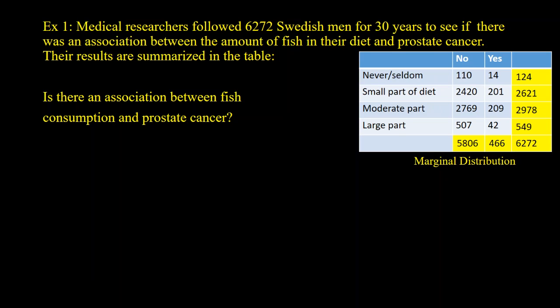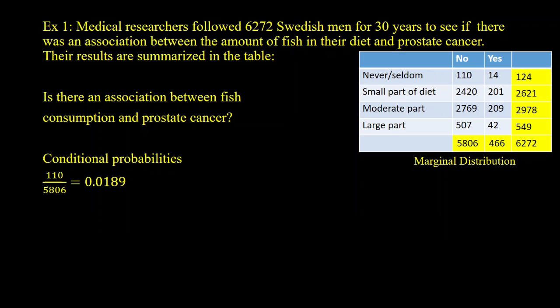Let's look at never or seldom ate fish first. So 110 of those never or seldom ate fish. So we're going to have 110 over 5,806, which gives us a probability of 0.0189. Now, probability is always a number between 0 and 1. If we wanted the percentage, we would multiply by 100 and it would give you about 2%.